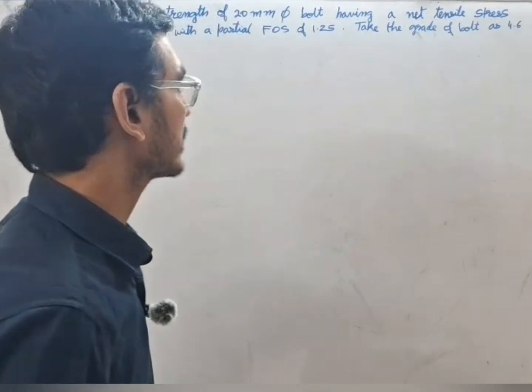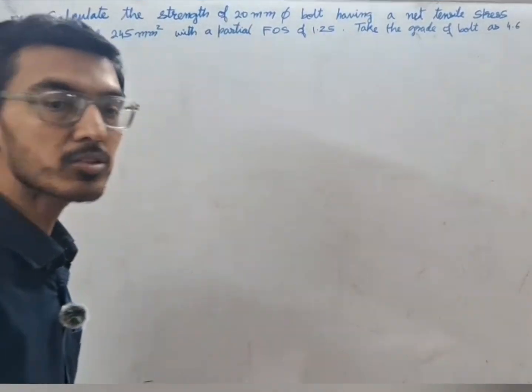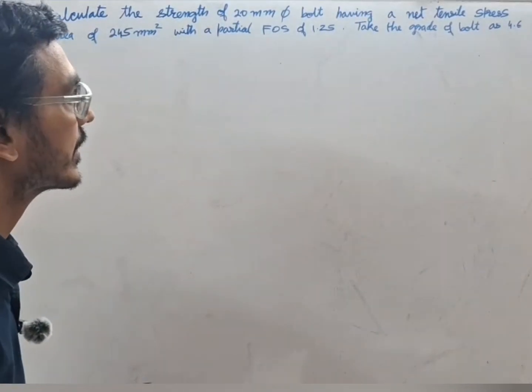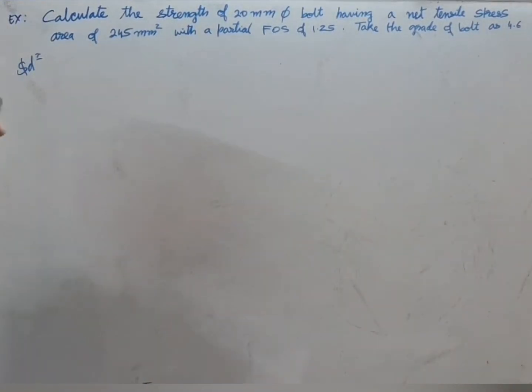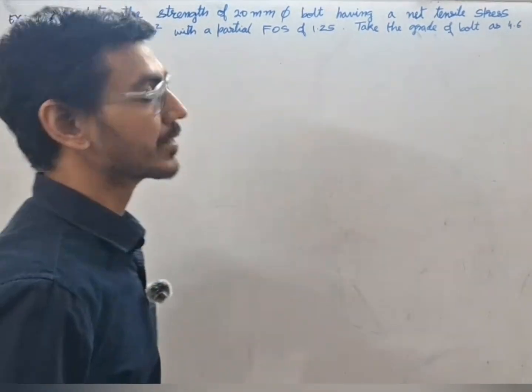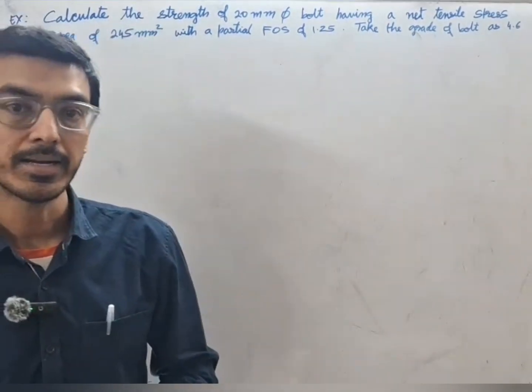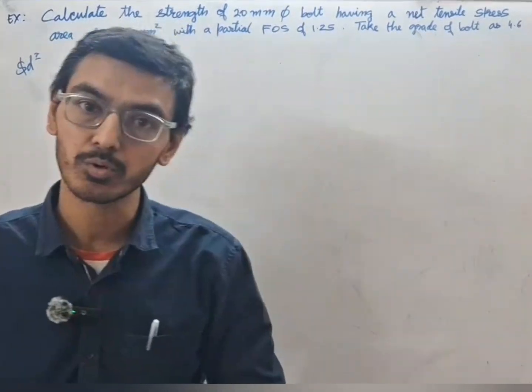Important question of steel structure. Calculate the strength of a 20 mm M5 bolt having a net tensile stress area of 245 mm square, with a partial factor of safety of 1.25, and they have given the grade of bolt as 4.6.